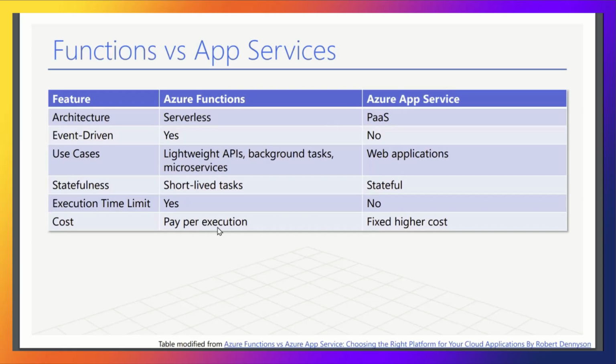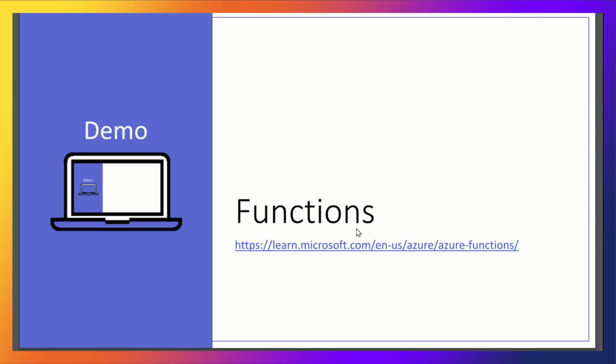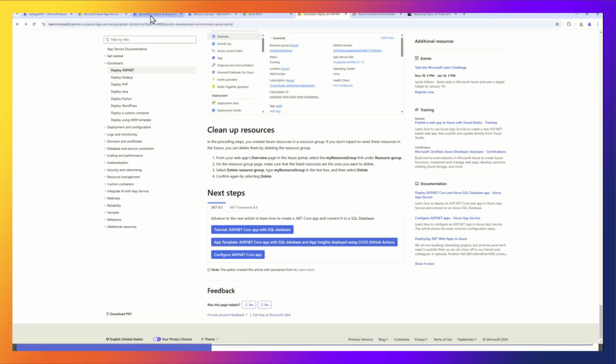Now, with functions you pay per execution. With an Azure app, you have a higher fixed cost because it's always running. But let's say you have a function that's only called once a month. Well, you don't need a web app for that. It'll be cheaper to have the Azure Function. It all depends on what you're doing. And we'll take a look at the instructions for that.